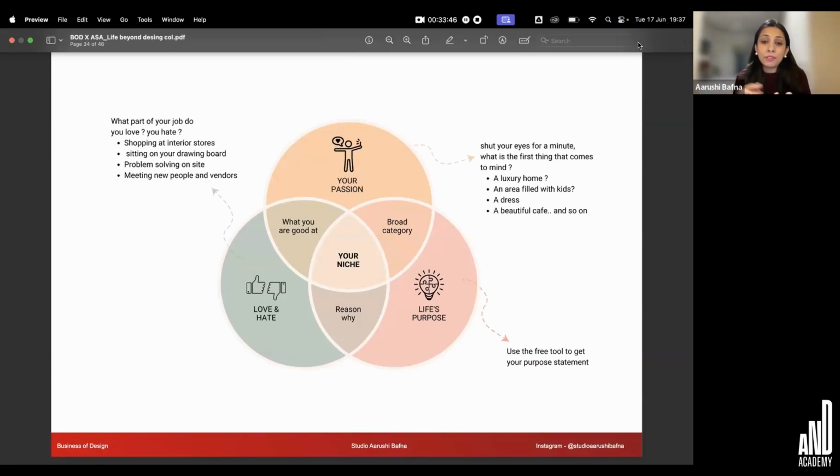Number two, life purpose. We've already done a life purpose exercise. You can just retrofit it here. And number three, what you love and hate. Why I don't do residential is because I used to hate going around town shopping with 10 different family members for one singular project. It takes a lot of time and effort, and I just don't want to do it.